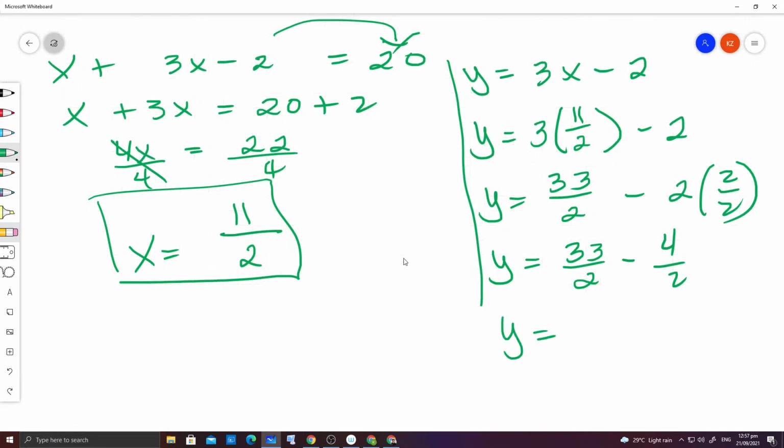So we have 33 minus 4, 29, so 29 over 2. Or maybe we can make it decimal, 14.5. If it is only 0.5, it's okay to write in decimal. But if the answer has a lot of decimal numbers, it is better not to write it.